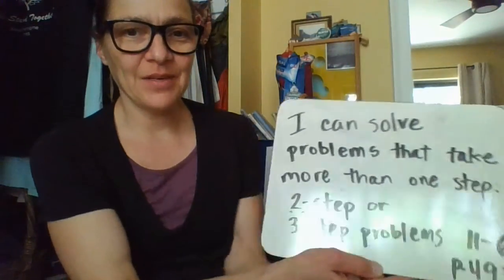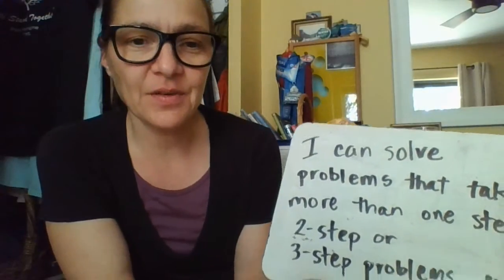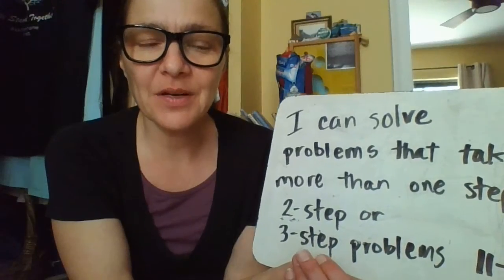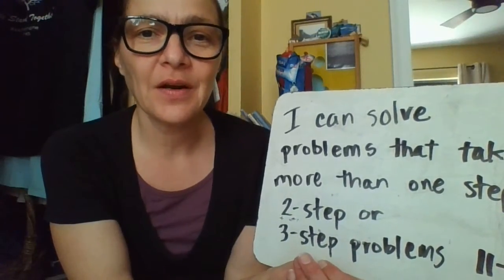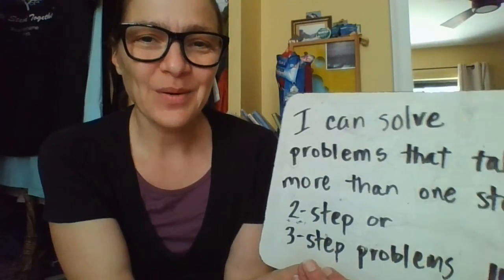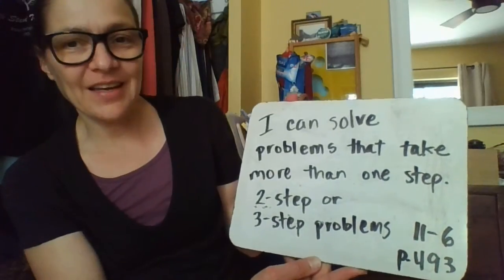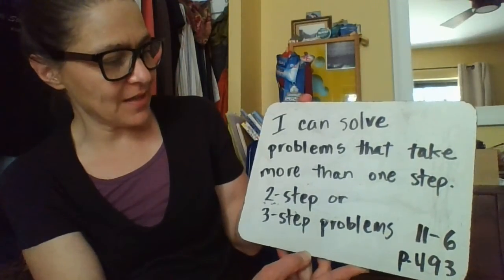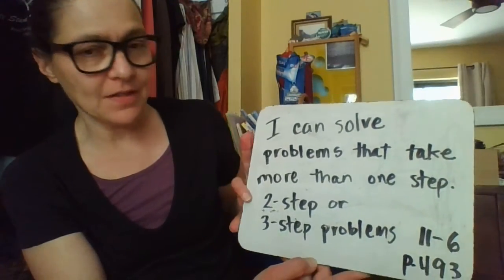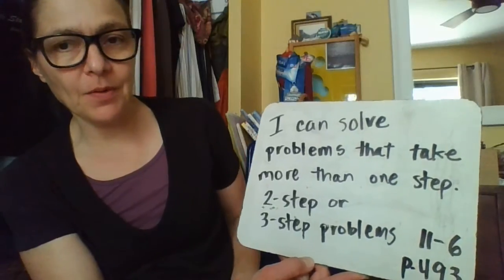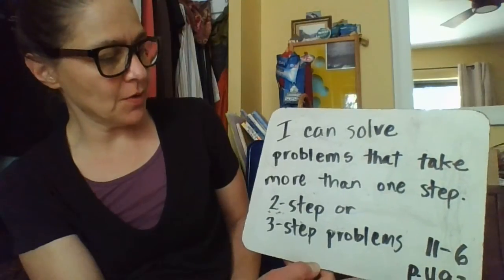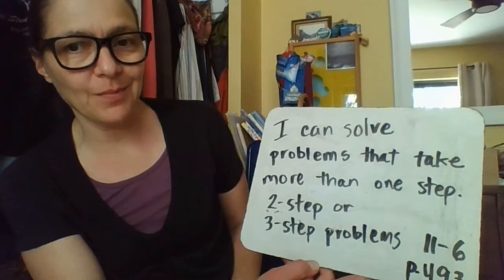Here is the I can statement, and it is on page 493 in your workbook. You're going to need your workbook for this. You're going to need a whiteboard and a marker and possibly your base 10 blocks and your place value chart. Right, let's get started. I can solve problems that take more than one step. Okay, we might know these as 2-step or 3-step problems. I can solve problems that take more than one step.